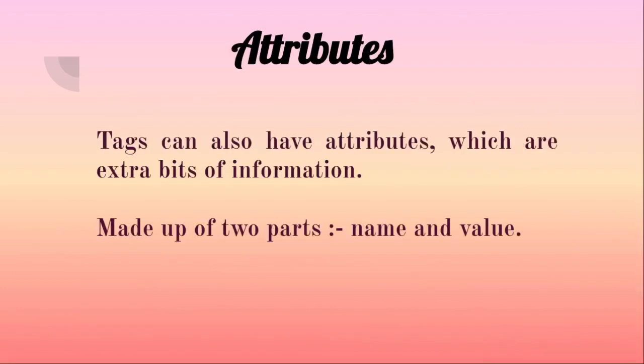Now the next thing is attributes. Attributes provide additional information about an element, and attributes are always specified in the start tag. All attributes are made up of two parts, a name and a value, and these attribute names and values are case insensitive. These are nothing but properties, or you can say it is the data or custom data that we provide to a tag.